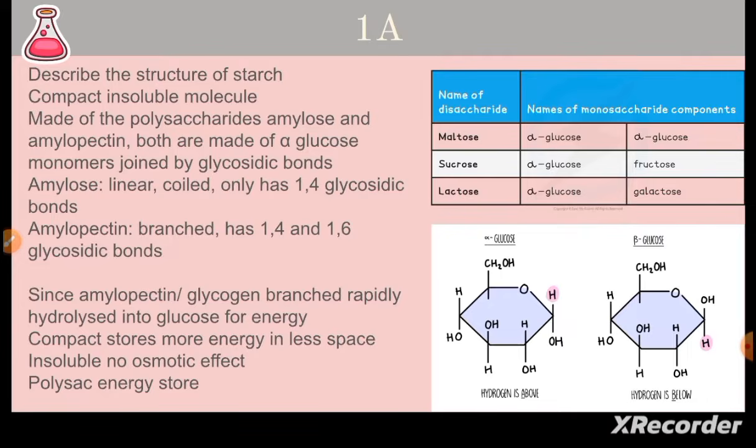Okay, you can be asked why amylopectin and glycogen are good energy stores. They are both branched, so they are easily hydrolyzed into glucose for energy. And they are compact stores, so you can store a lot of energy in a tiny bit of space, and it is insoluble, so it has no osmotic effect. And since they are polysaccharides, they are energy stores, since polysaccharides are stores of glucose, the monomer is glucose.